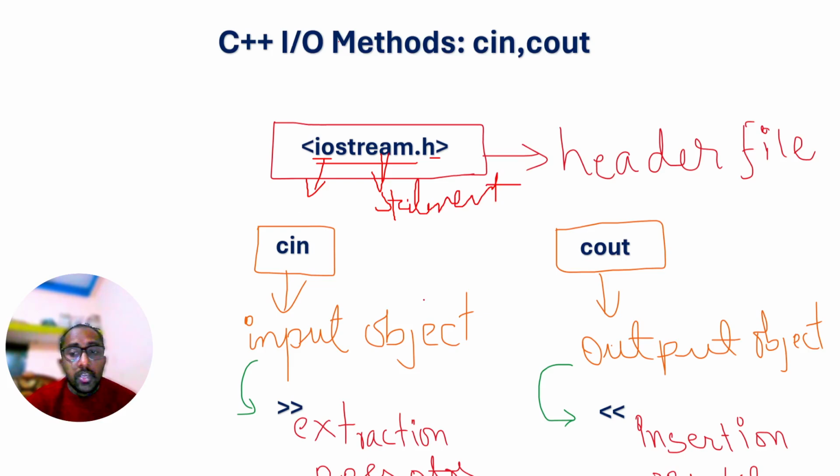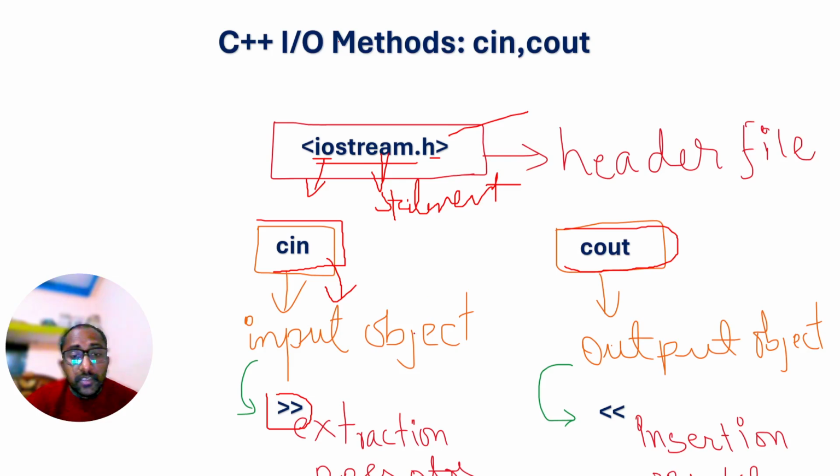You can see here, in every C++ program it is compulsory to include the iostream.h header file. The header file iostream.h defines two objects. The first one is cin, and the second one is cout. cin is the input object, and we take input from the users by using the extraction operator.